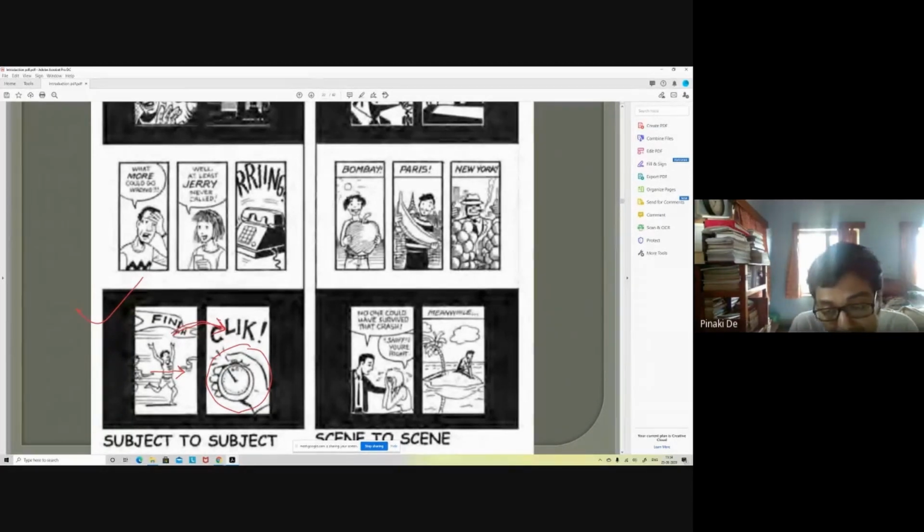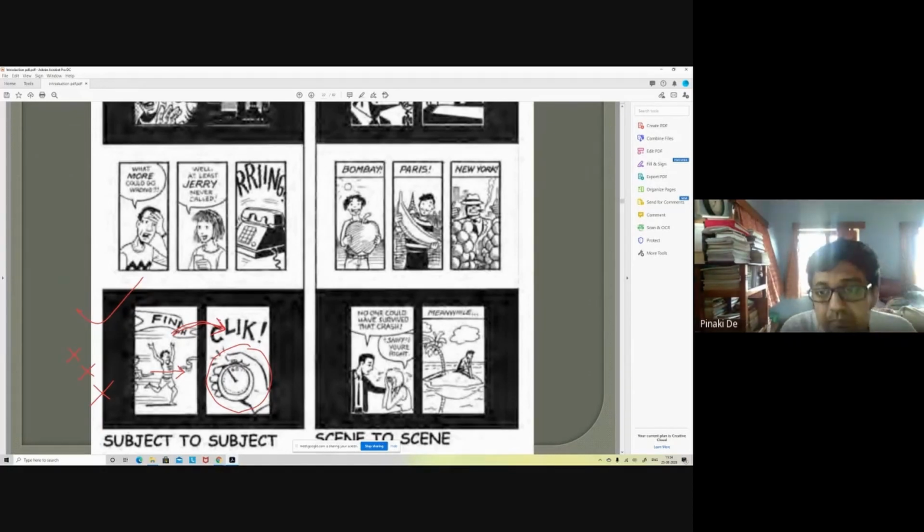Here, the leap is a bit difficult to take. So basically what we are doing is there is moment to moment, there is action to action, but there is also a subject to subject transition. Therefore, things can get more complex.